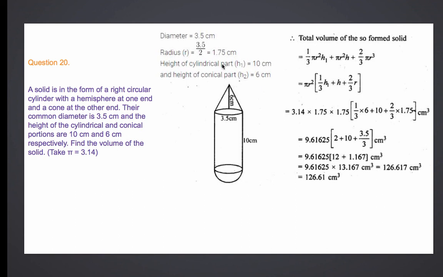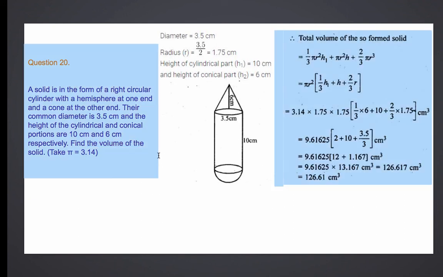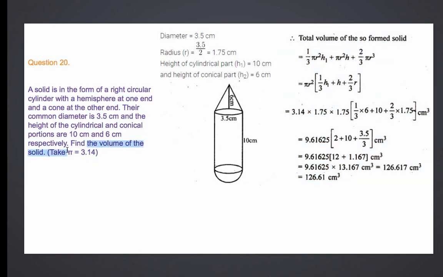Diameter 3.5, so radius for all is half of that, which is 1.75 centimeter. Height of cylindrical part 10 centimeter and height of conical part is 6 centimeter. Fine. So the question is asking us to calculate the volume of the solid. Volume of cone plus volume of cylinder plus volume of hemisphere. The question very clearly is saying find the volume of the solid. That means for the total figure I have to find out the volume, so I'll add one by one all the volumes: volume of cone, volume of cylinder and volume of hemisphere. Let's see this here then.